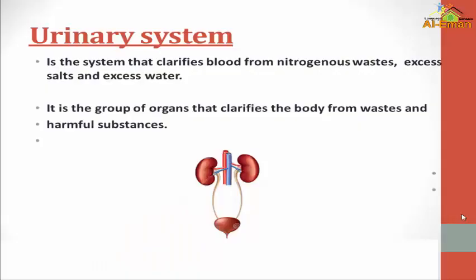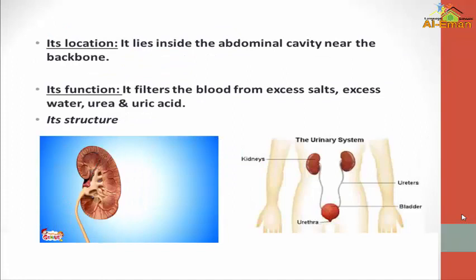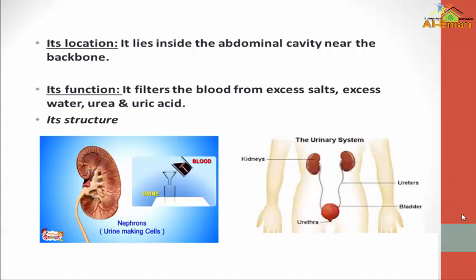Let's see together the urinary system. The urinary system is the system that clarifies blood from nitrogenous wastes, excess salt and excess water, or it's the group of organs that clears the body of wastes and harmful substances. So it's a system which clarifies blood from harmful wastes. Okay? Then, where can we find the urinary system? It lies inside the abdominal cavity near the backbone.